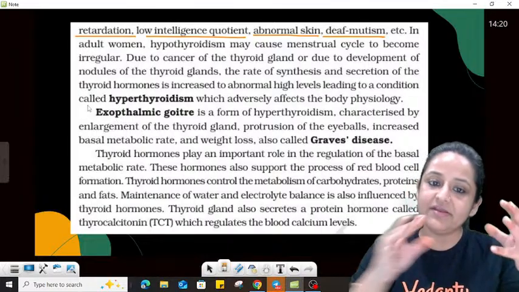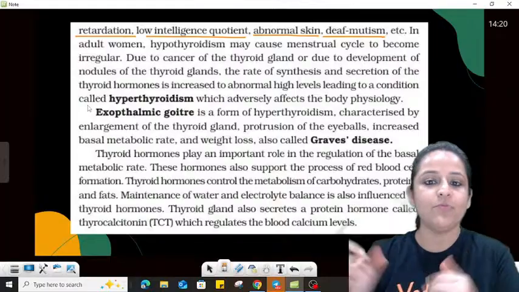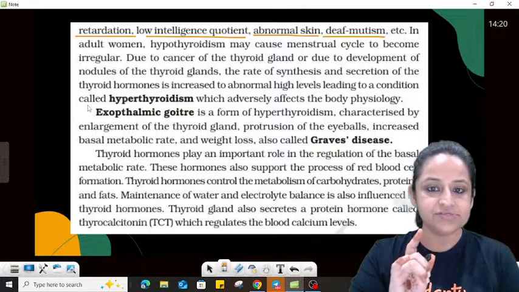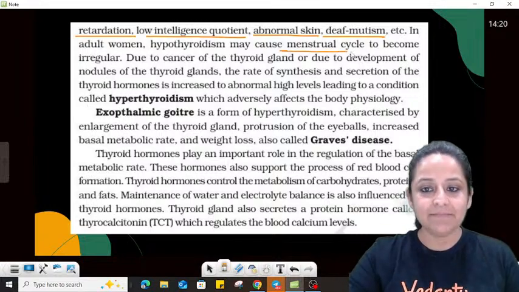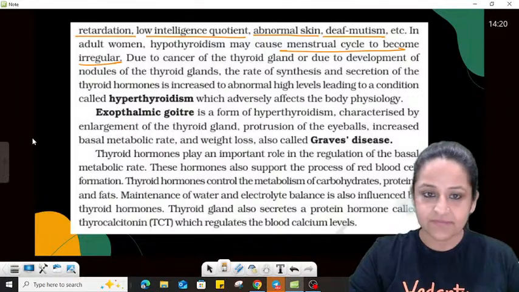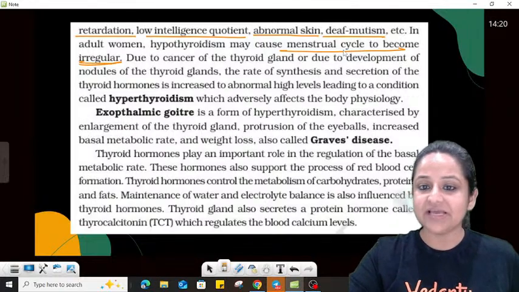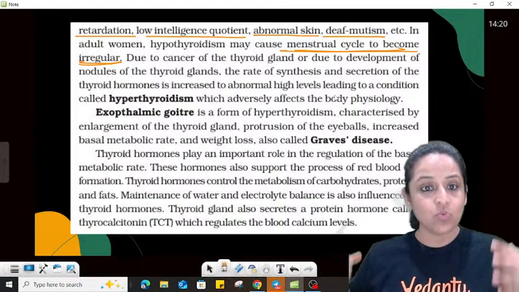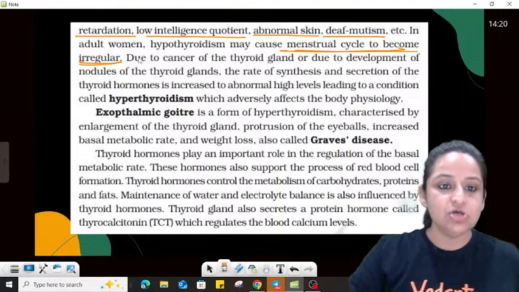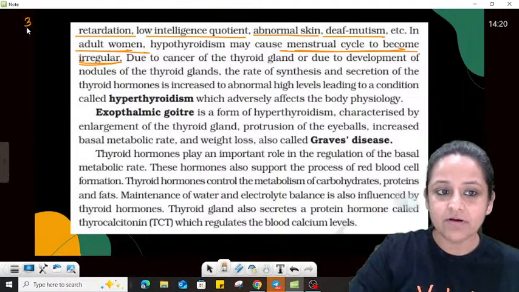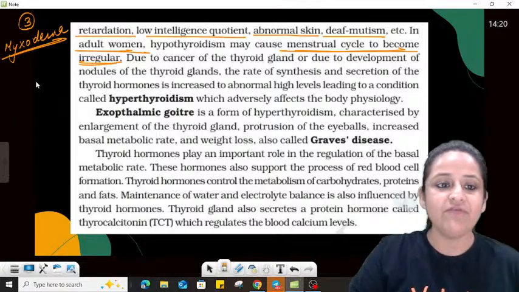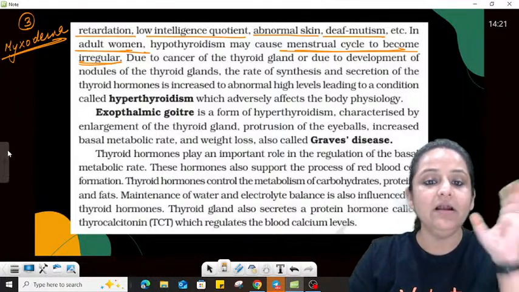Hypothyroidism means less thyroid hormone is produced. In adult women facing hypothyroidism, what will happen? Their menstrual cycle can become irregular. Her metabolic activities will slow down. She'll put on weight and become lethargic. So this problem in adult women, the third condition, is myxedema. This is the condition of hypothyroidism in adult women.